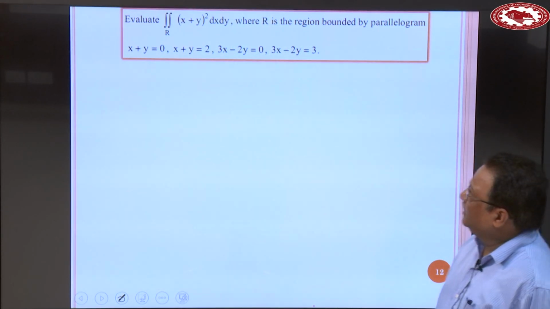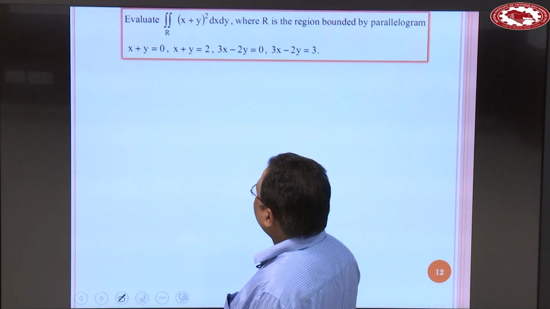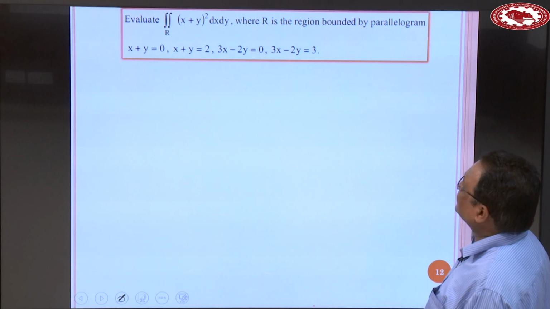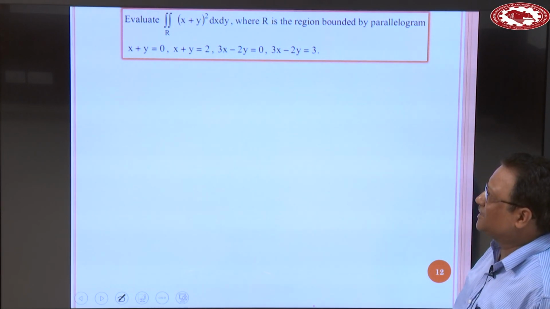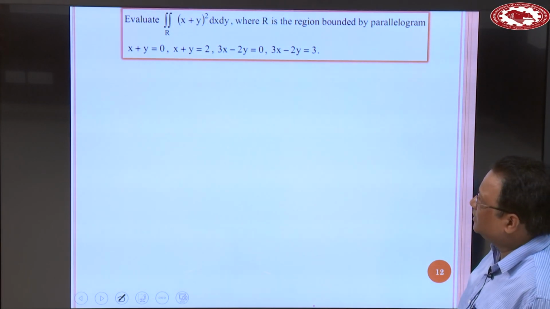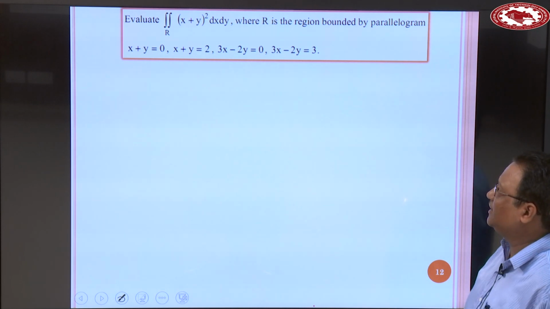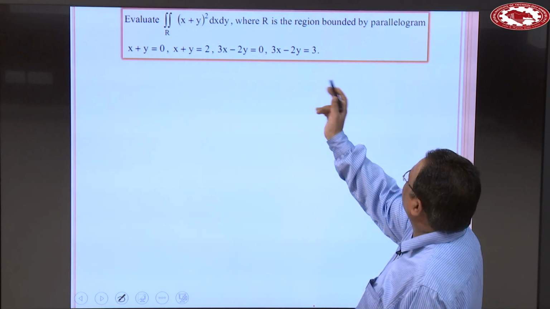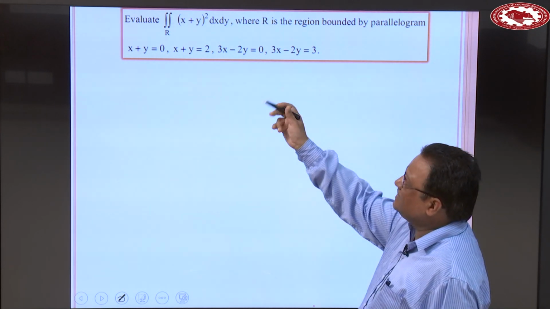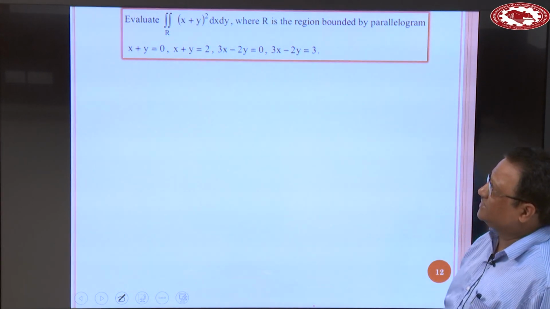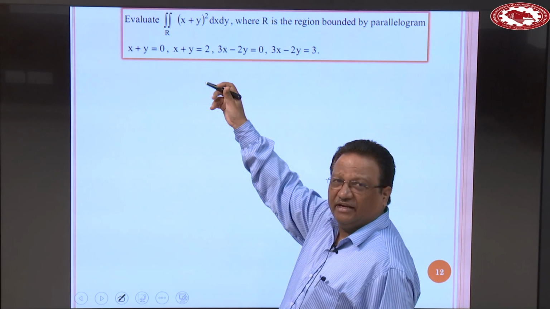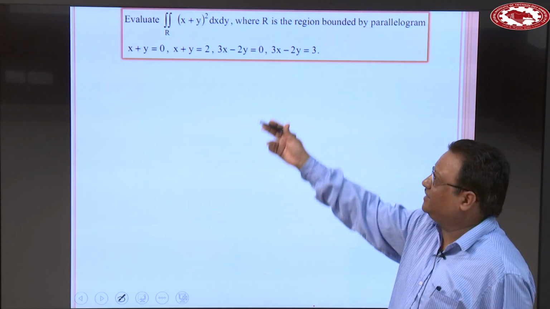Okay, now one more question. Evaluate the same integral problem, where R is the region bounded by the parallelogram x plus y = 0, x plus y = 2, 3x minus 2y = 0, 3x minus 2y = 3. Clear? So using these lines, solve this double integral problem where R is the region of integration, and that region is obtained by these 4 lines.